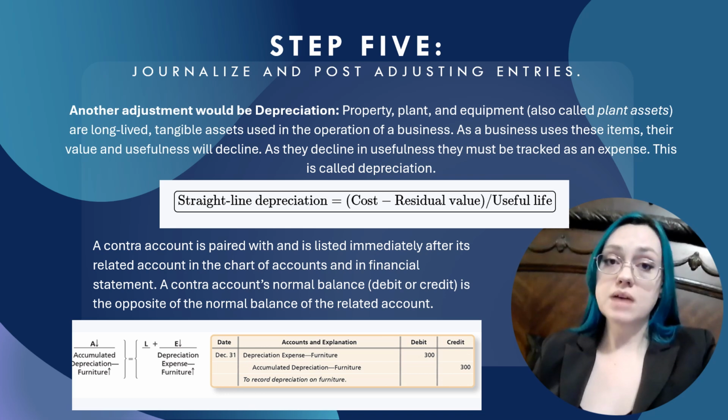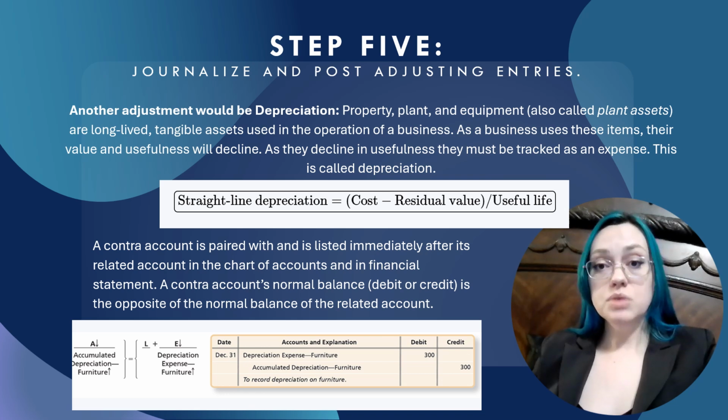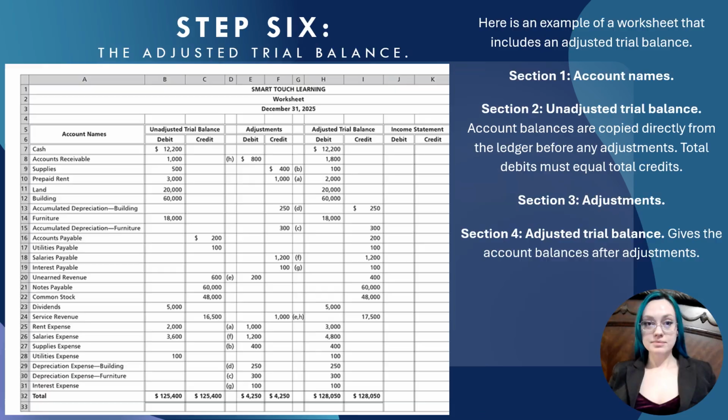A contra account's normal balance, debit or credit, is always the opposite of the normal balance of the related account. Because of the cost principle, we need to keep the original cost of the asset separate from the accumulated depreciation. Accountants can then refer to the original account to see how much the asset originally cost. After step 5, we are ready for step 6, the adjusted trial balance.